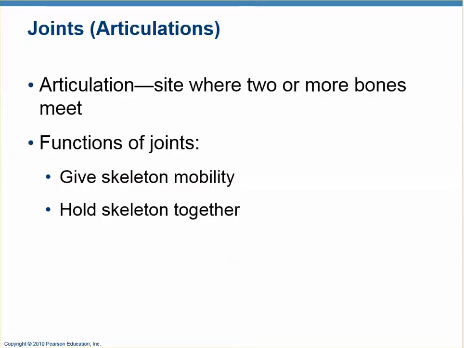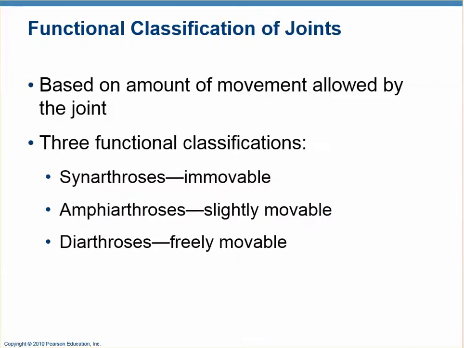Now, it's really about holding bones together. Mobility is one of the functions of joints, but not all joints are mobile. All joints, though, have bones coming together. So really, the function of it depends on how much movement is allowed. So there's three functional classifications. There's three types of joints. There's the freely movable joints, and then there's the immovable joints, and then there's the joints that move a little bit.